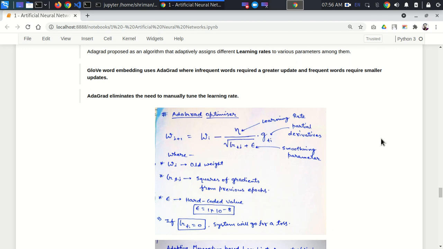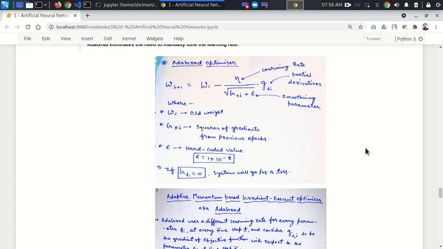So if I talk about this Adagrad optimizer, here people have given this particular equation.